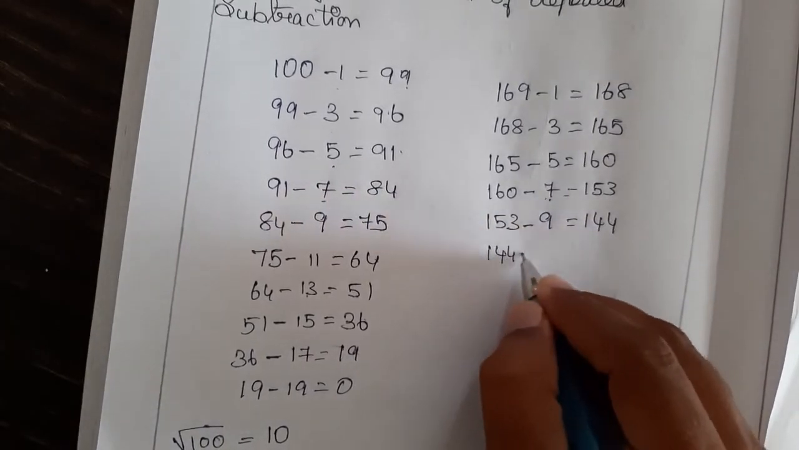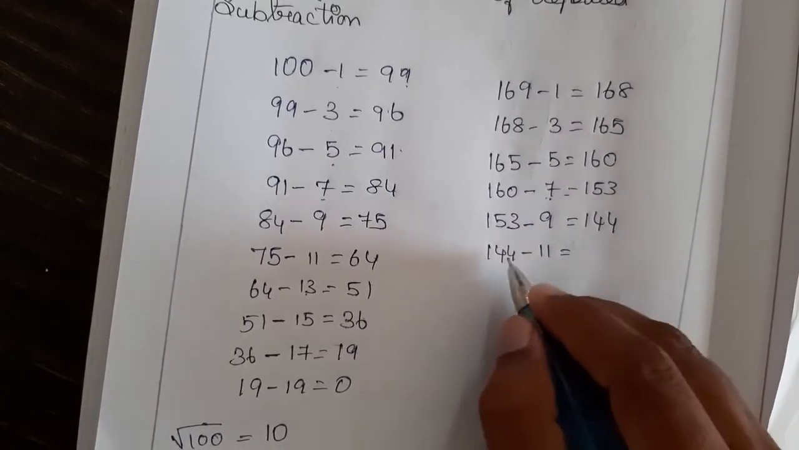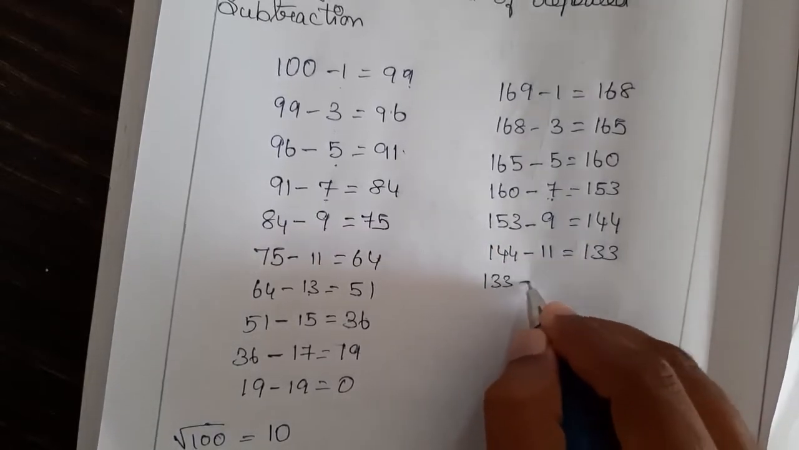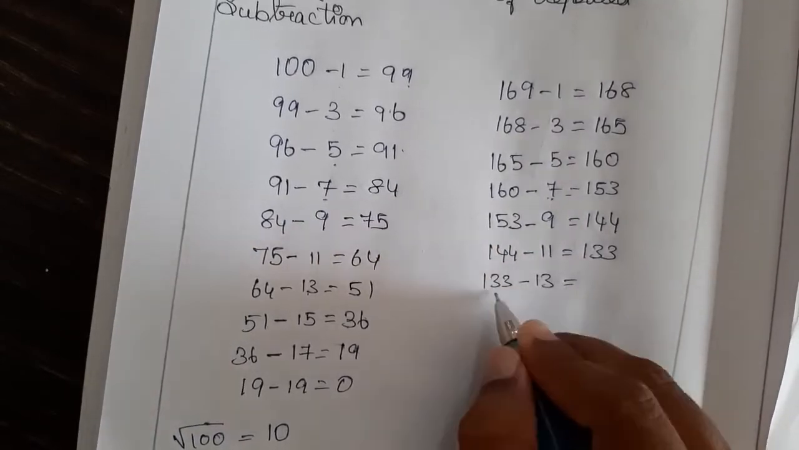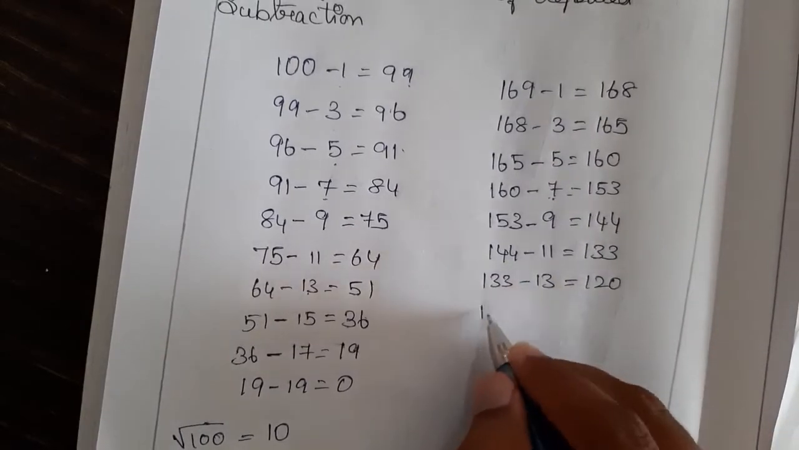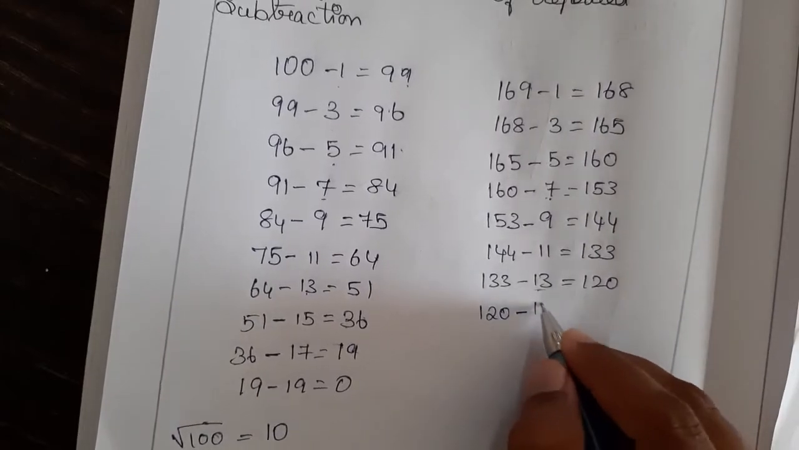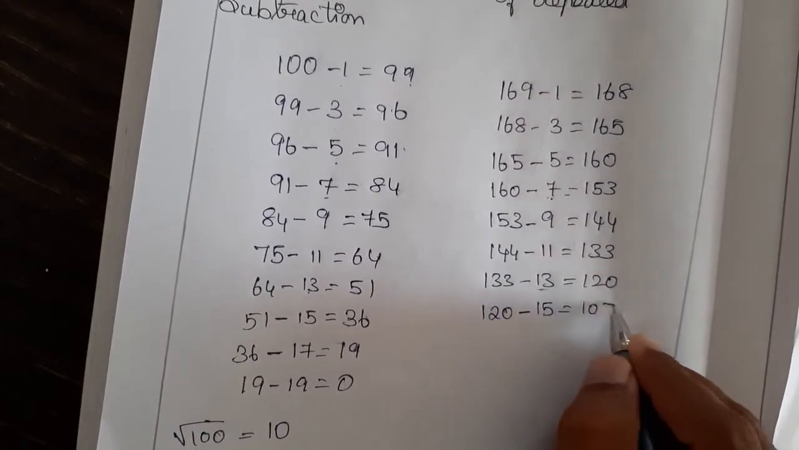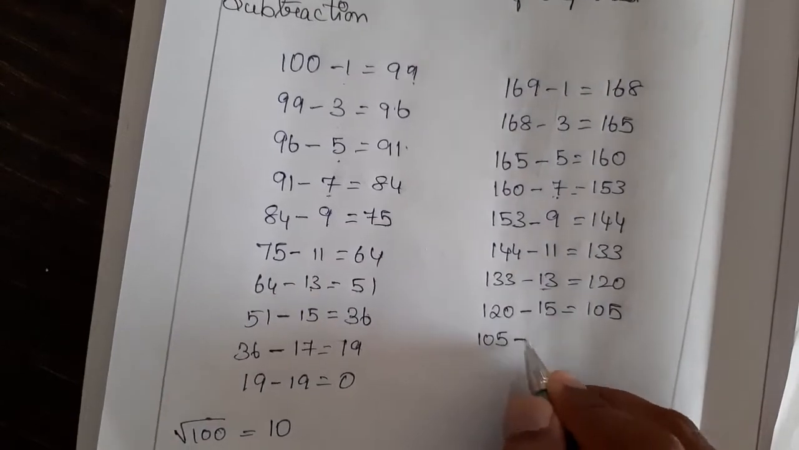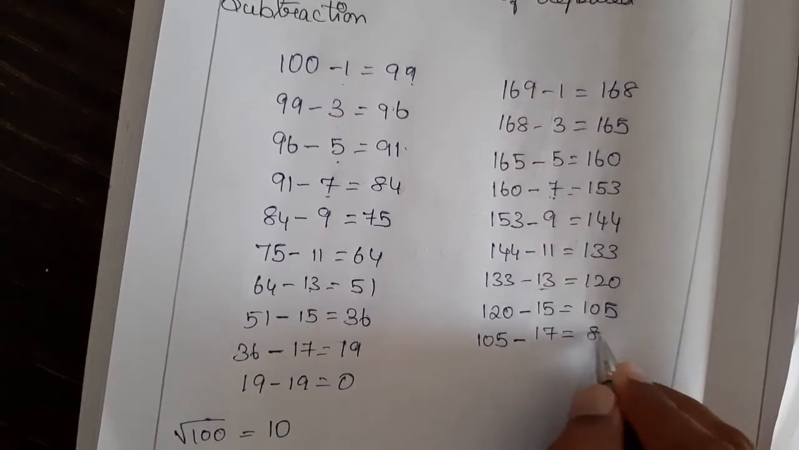And 144 minus the next odd number, 11. 144 minus 11 is 133, and 133 minus the next after 11, which is 13. So 133 minus 13 is 120, and 120 minus the next odd number after 13, which is 15, we'll be obtaining 105. So 105 minus the next after 15, which is 17, and we will be obtaining 88.